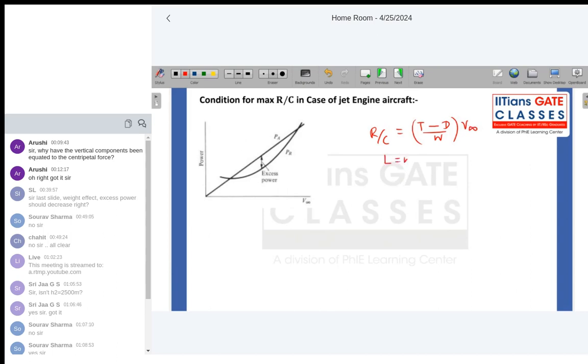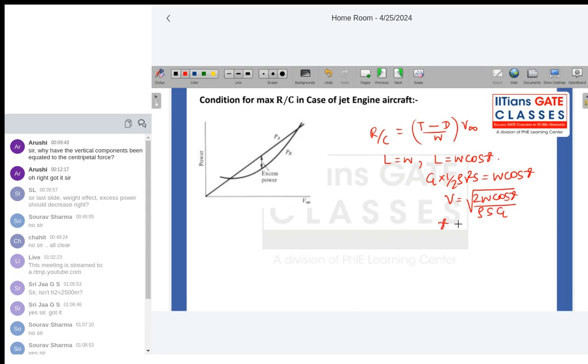For steady level flight, lift equals weight. For climbing flight, it is lift equal to W cos gamma. So lift is nothing but CL into half rho V square S, that is equal to W cos gamma. So velocity is nothing but root of 2W cos gamma divided by rho S CL. I keep velocity on one side, and all the remaining parameters I take to the other side.